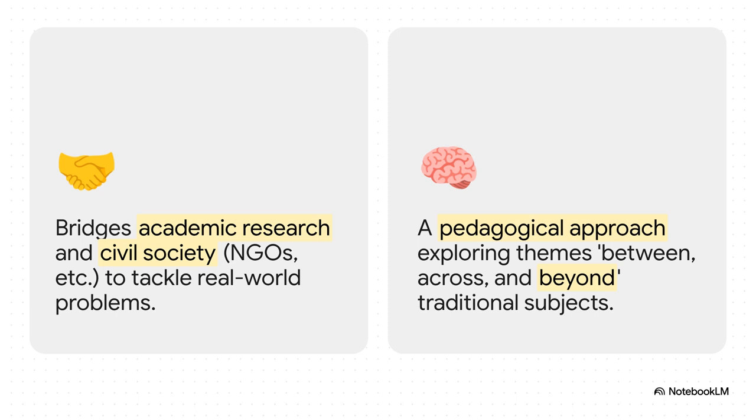It's all about solving complex real-world problems. And to do that, it brings researchers together with people from outside the university, community groups, NGOs. The whole goal is to bridge that gap between academic research and real-world action. On the other hand, the IB PYP view is really a teaching approach inside the school. It's about exploring knowledge between, across, and beyond subjects, starting with themes to give students a holistic view of the world. So one is about external collaboration to solve problems, the other is about an internal curriculum designed to build understanding.